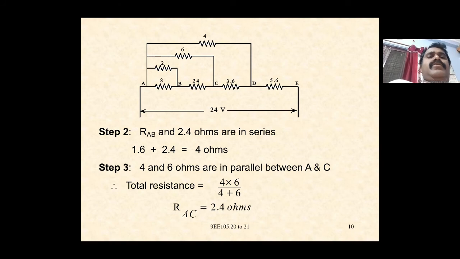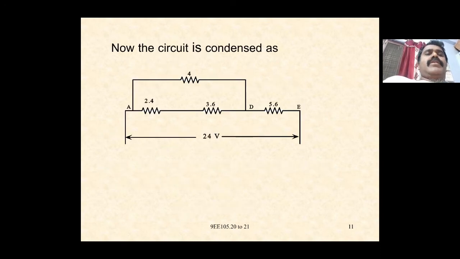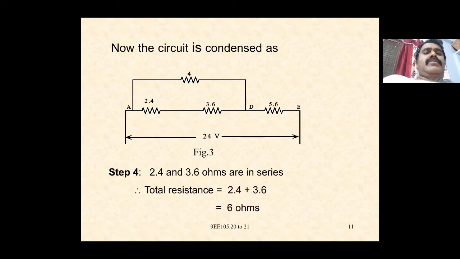Again this combination comes in series with the 3.6. Now the circuit is condensed as 2.4 ohms comes in series with the 3.6. Again we have to add here. Again this series combination comes in parallel with the 4 ohms resistor across the A and D. Again comes in series across the D and E. Again we have to find out the total resistance. So 2.4 and 3.6 ohms are in series. Total resistance is equal to 2.4 plus 3.6, which is equal to 6 ohms.